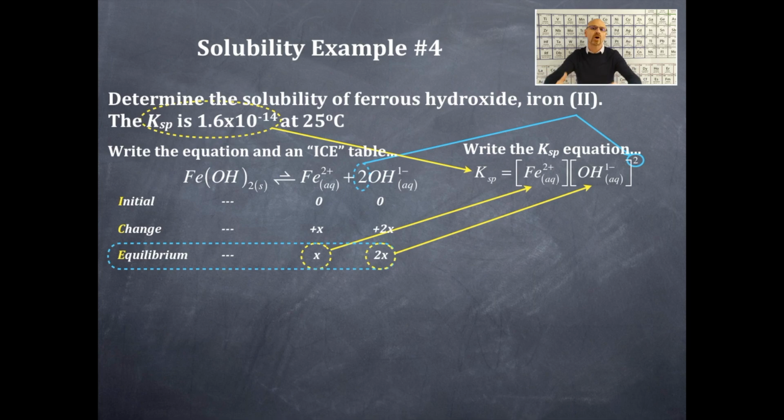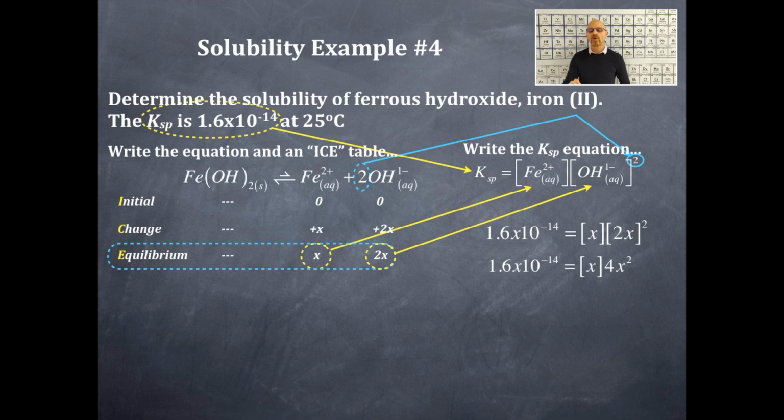So now I'm going to substitute all these things in here. Hopefully you are understanding and aware of where all these numbers are coming from, either the exponent terms or the x terms. So now I've substituted into my KSP expression. I have 1.6 times 10 to the negative 14 equal to quantity x times 2x quantity squared. Just like what I did before, I'm going to simplify the 2x quantity squared, and I'm going to get 4x squared. So I have 1.6 times 10 to the negative 14 is equal to x times 4x squared.